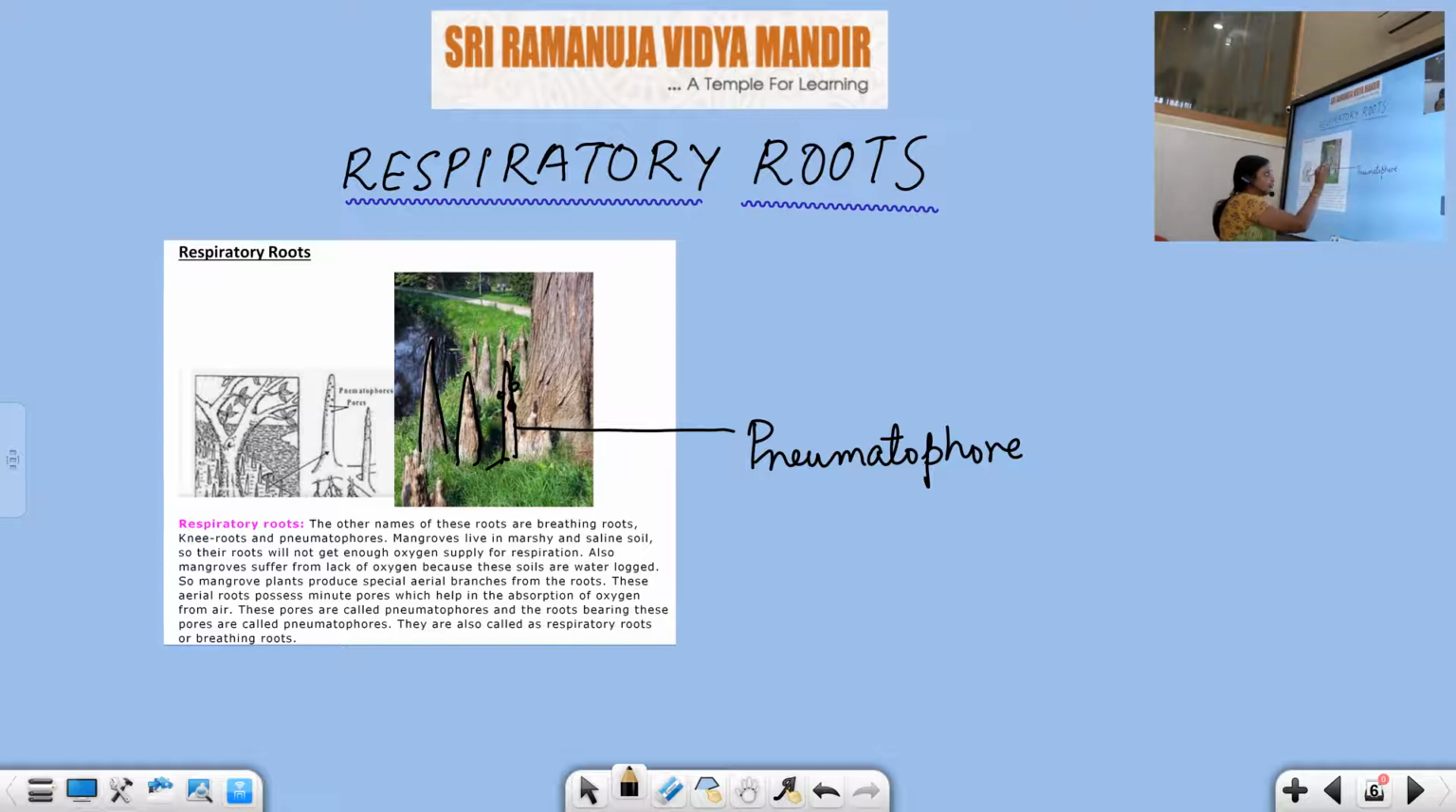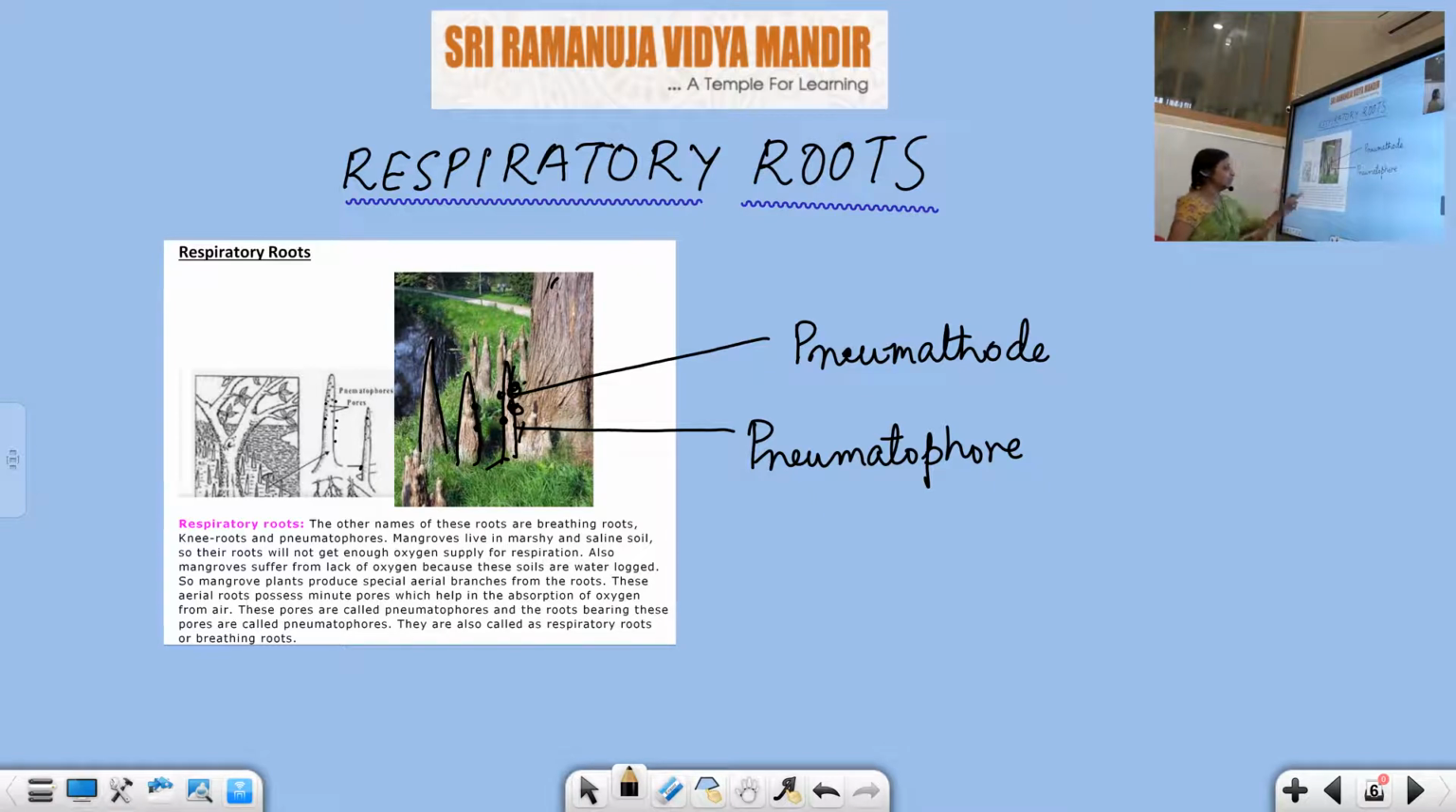small pore-like structures are present. You can observe in this diagram that small dots are present, which are pores. These are pores and this is the stalk, the pneumatophore. These small holes which you can observe are called pneumathodes. Through these pores, oxygen enters into this part. So through the pneumathodes, oxygen is going inside the plant.